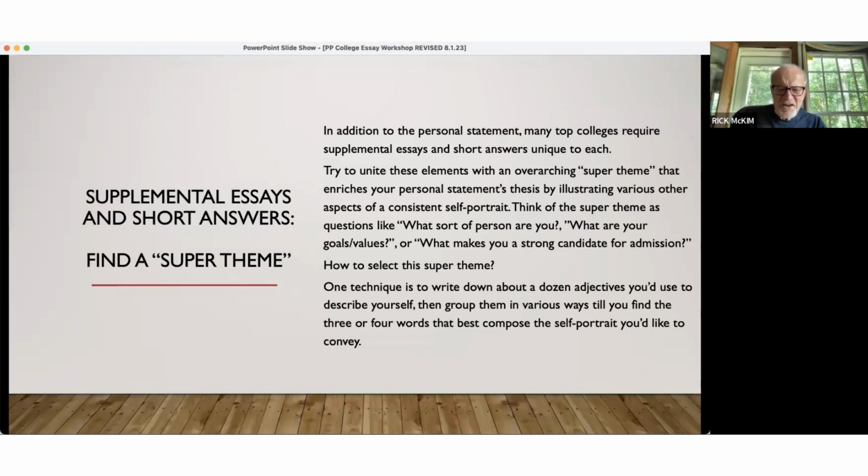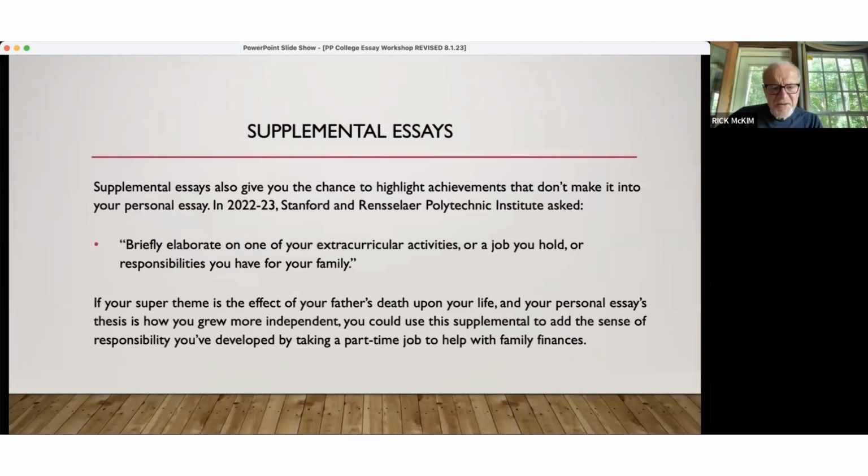Now, how do you find this super theme? Well, it's easier said than done, but one technique is to write down about a dozen adjectives that describe yourself, and then shift them around on pieces of paper or whatever, group them in different ways until you find the group of 3 or 4 that best compose the self-portrait you want to convey, and then use the supplemental and short answer questions to illustrate aspects of that self-portrait that the personal essay didn't get to, or that lie outside the scope of the personal essay. So the thesis of your essay is one element in the super theme that you develop with your supplemental essays and short answers.